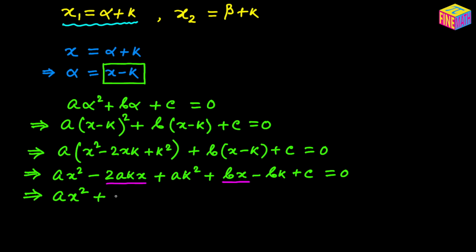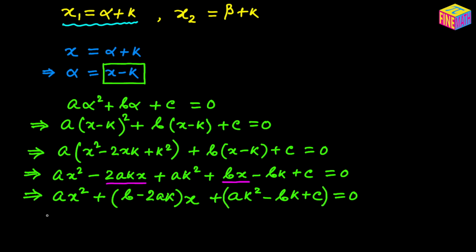So that will be plus x times (b minus 2ak). I'm just writing it in the coefficient form, so I'm kind of arranging them like this. So it will be positive b and negative 2ak, that's what I have, and those are the two x terms. And then we are left with only the constant terms, which are ak squared minus bk plus c is equal to 0. And if we simply enclose that with a parenthesis, you see this is also looking like a quadratic equation where we have ax squared plus something times x plus something that is equal to 0. So this is our new quadratic equation.